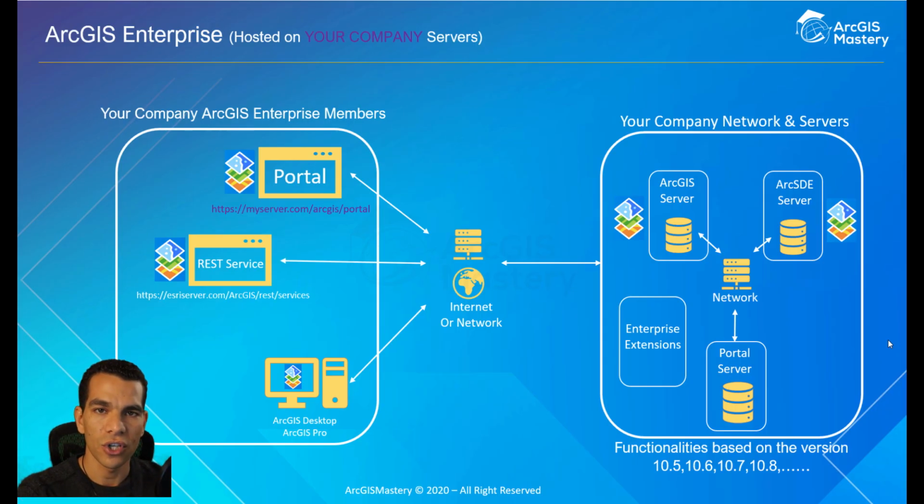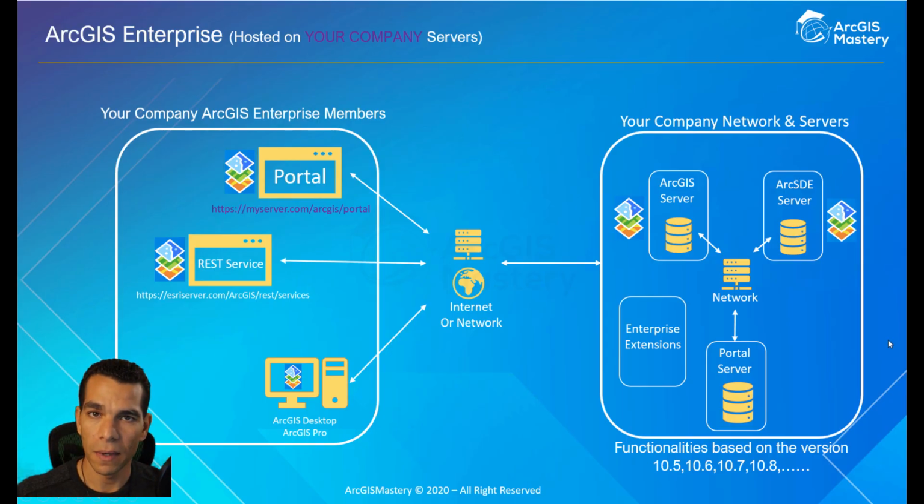So if you have ArcGIS Enterprise 10.6 and then Esri released 10.8, if you want to have the functionalities that exist in 10.8, you need to upgrade and buy ArcGIS Enterprise 10.8. And ArcGIS Enterprise will be very private for the members of this company or this organization that own ArcGIS Enterprise, and can be accessed through the internet or can be accessed through a network based on how the company will structure this infrastructure right here.